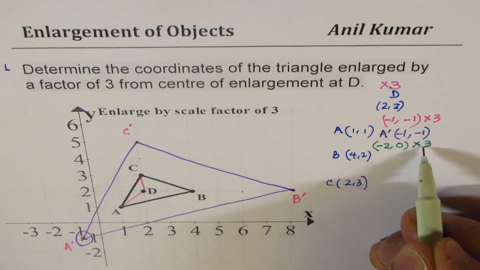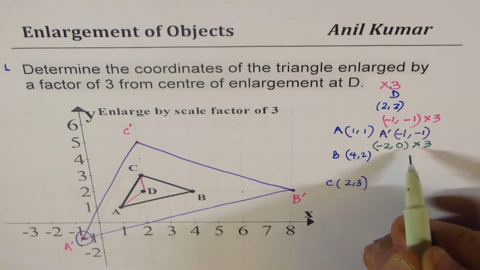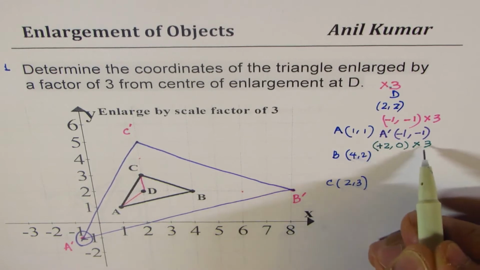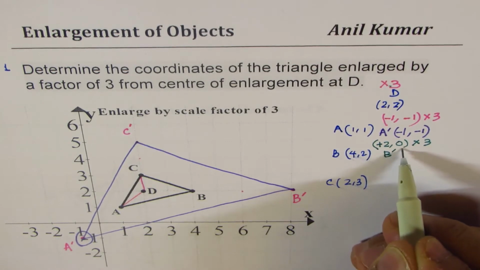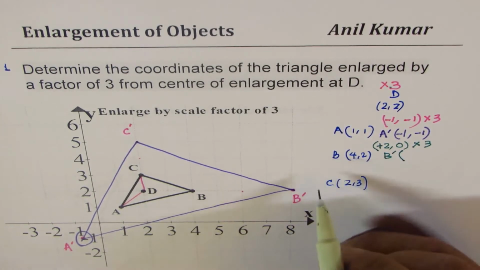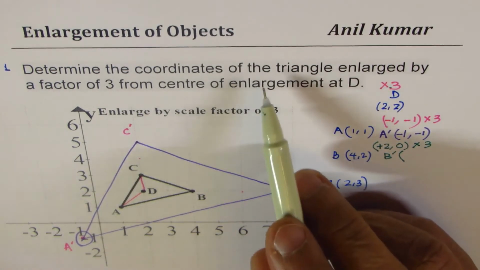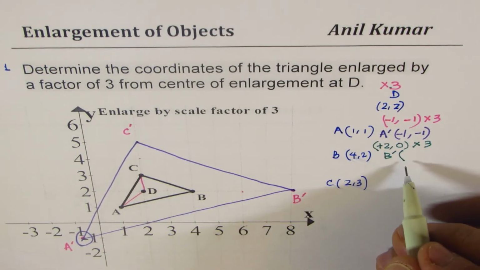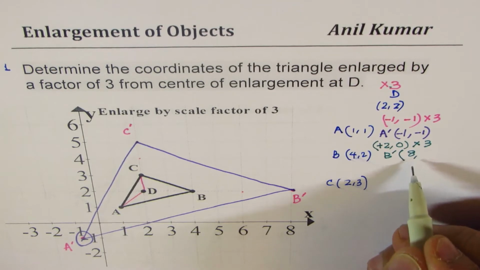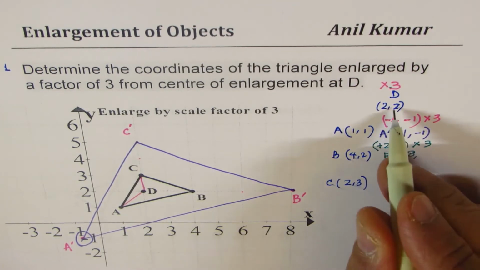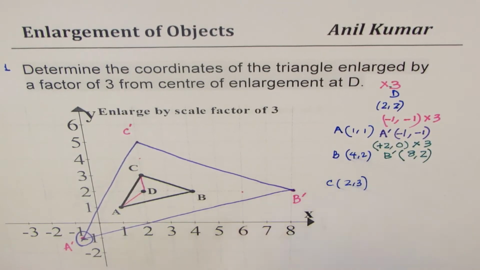Minus 2 times 3 is, we have to go right, so positive 2. So positive 2 times 3 is positive 6. So B dash, the image of B after enlargement by a factor of 3, should be 6 plus 2, 8. But the y value remains the same, which is 2. You get an idea, right?